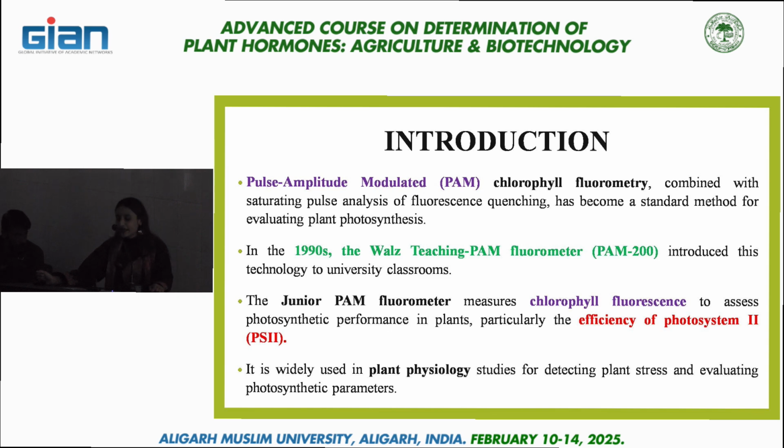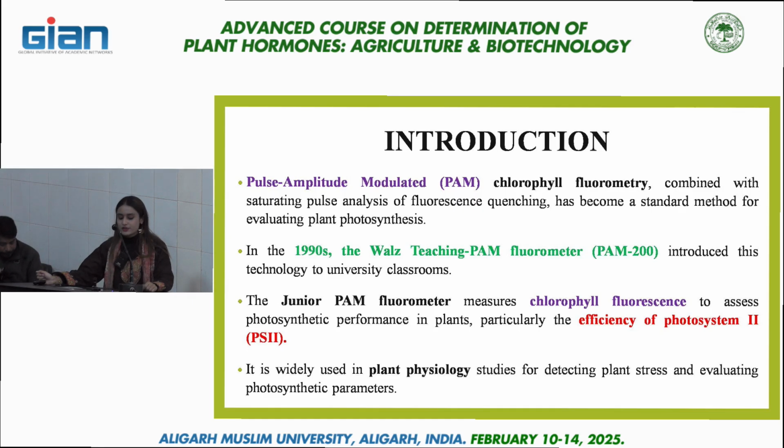In the 1990s, the PAM 200 was introduced, bringing this technology into the university classroom. Junior PAM measures chlorophyll fluorescence to evaluate photosynthetic performance, particularly the efficiency of photosystem 2 or PS2, or we can say PS680. It is widely used in plant physiology for detecting plant stress and evaluating various photosynthetic parameters.